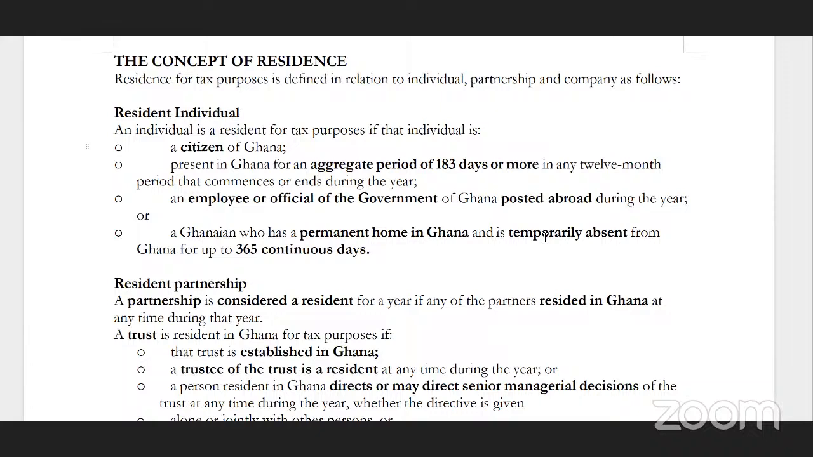What about that ambassador's employment income? Then that one is subject to tax in Ghana because he's an employee of Ghana posted abroad to represent the country. So that one is subject to tax in Ghana, unless there are other benefits that the other country provides to him, which will be subject to tax under the laws of that country.